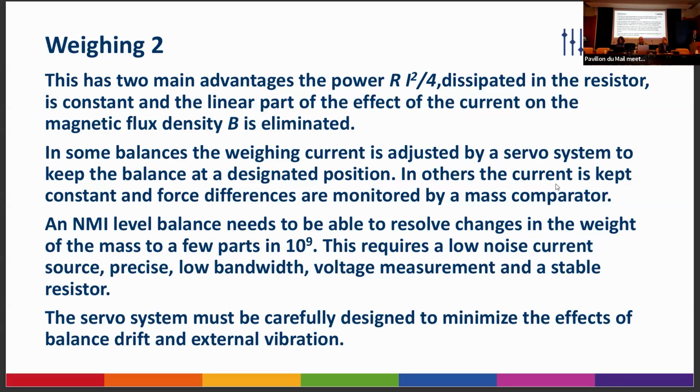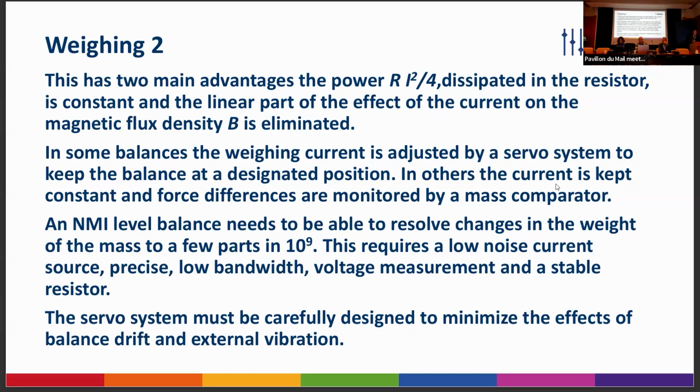Also, if we get that right, the linear part of the effect of the current on the magnetic flux density is eliminated as well. So in some balances, you adjust the weighing current using a servo system to keep the balance at a designated position. In others, other people have talked about the current is kept constant and the force differences are monitored by a mass comparator. So there are two ways of doing this.